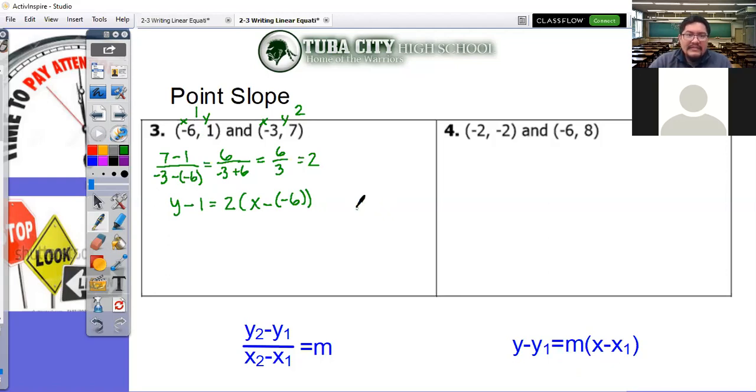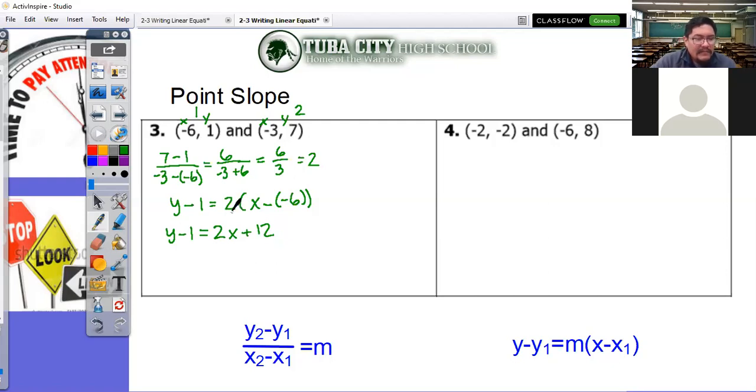So now we have to start working this down so it looks like y equals mx plus b. So we should get our own b value after this. So distribute this out. So 2 times x is going to be 2x. And again, this is going to be plus 6 times 2. So that would be, I'm sorry, positive 6 times 2 is 12.